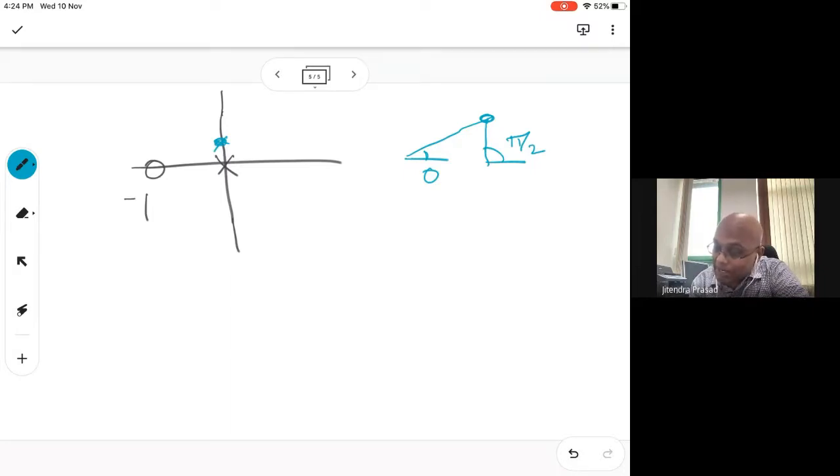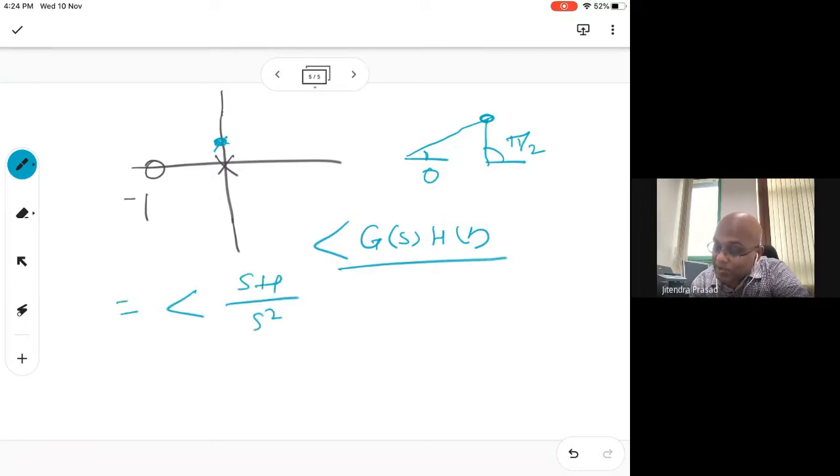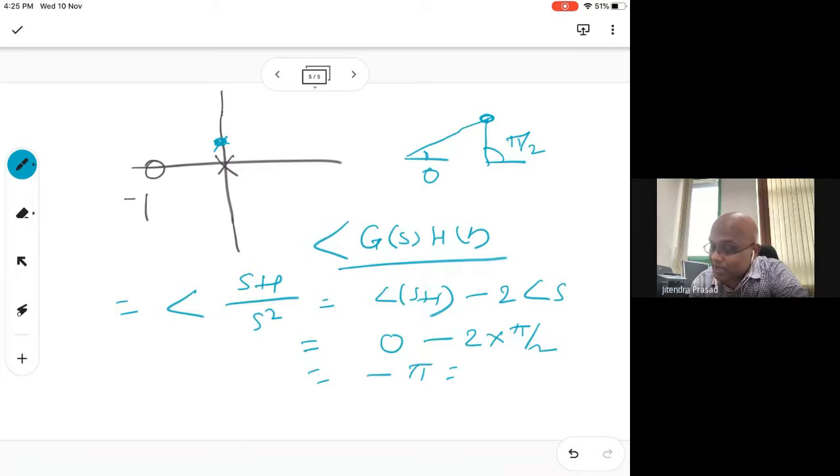See, your angle for G(s)H(s), if you see, that is the angle of s plus 1 and s square will be angle of s plus 1 minus summation of 2 angle of s, right? Now this angle at this point, from here to here, this is making 0. And this is making 2 times pi over 2. So this minus pi equals minus 180 degrees.